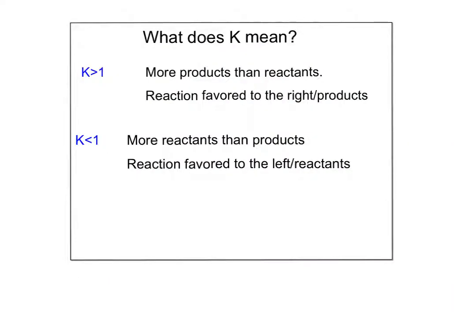So what does K mean, right? Why are we solving for this K value? Well, if K is greater than 1, it means at equilibrium, there are more products than reactants. So what we say is that the reaction is favored to the right. So that forward reaction is favored. If K is less than 1 at equilibrium, there are more reactants than products, which means we say the reaction is favored to the left. Let's look back. So again, K bigger than 1 means our products are favored. K less than 1 means our reactants are favored at equilibrium.